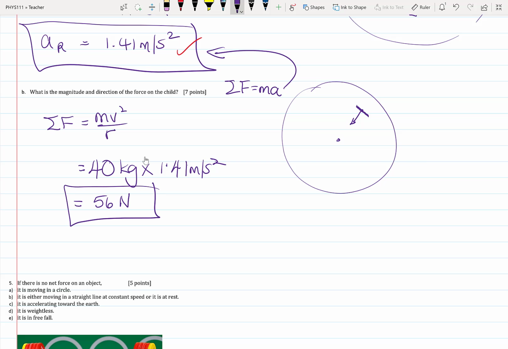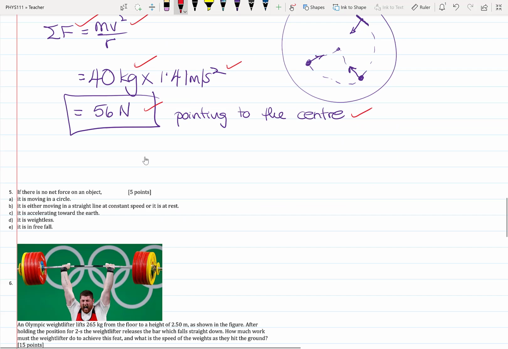Now that's not done. That would be about 4 or 5 points, but it also asks us for the direction of the force on the child. And the answer is, well, it depends, doesn't it? If the child is moving in this direction, when you're over here, the force is going to be pointing in. And when you move on and you're over here now, it's pointing in. But it's always pointing towards the center. And so that's the key. The sum of the forces, that's the magnitude, 56 newtons. The direction is pointing towards the center. And we're good to go.